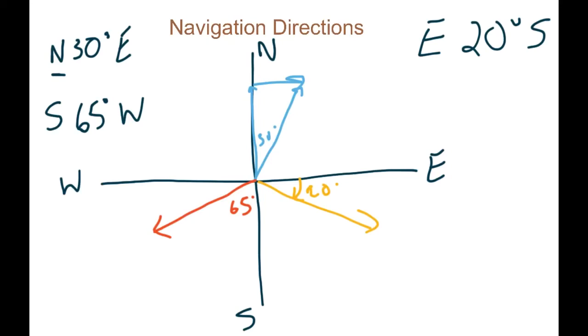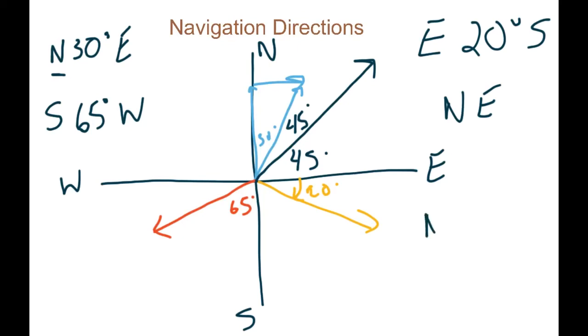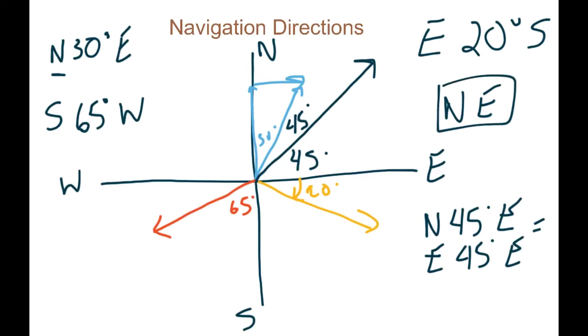If you get a question that just says northeast only, then that means it's perfectly right down the middle, so that would be 45 degrees northeast or 45 degrees east of north. So if you get two angles, let me just write that one. If I go north 45 east or east 45 north, because they're both 45 degrees, those are exactly the same thing. So there's no difference either way. That's why we can just write it as northeast, and it doesn't make any difference.